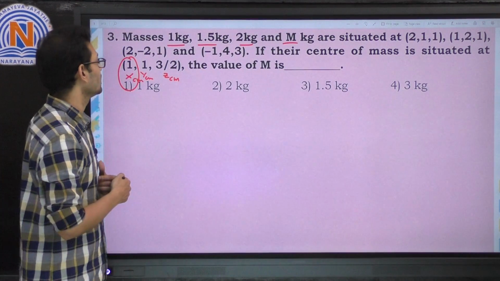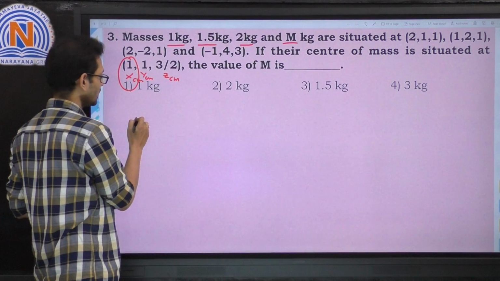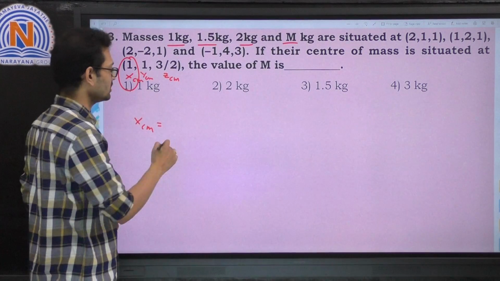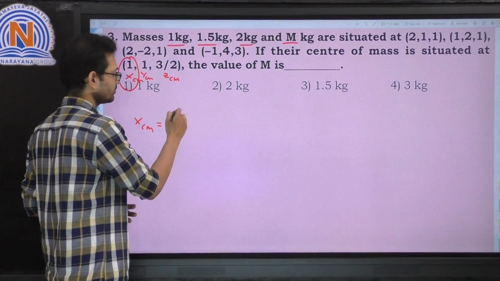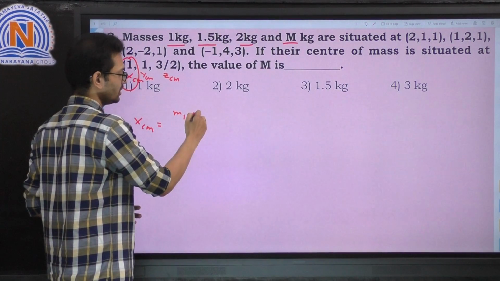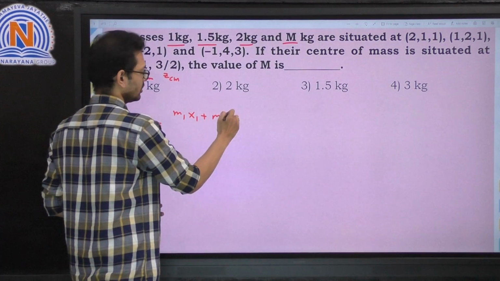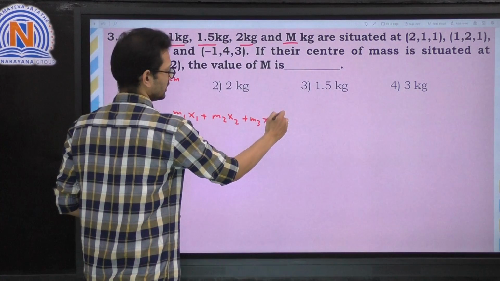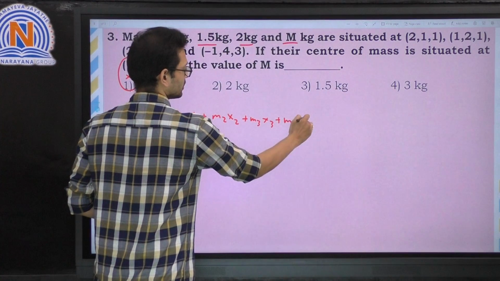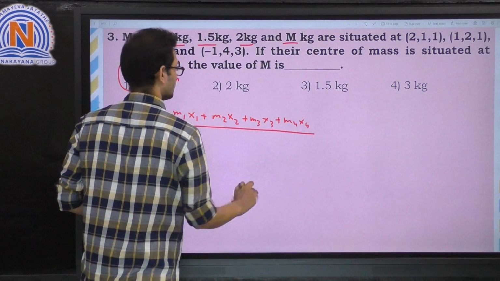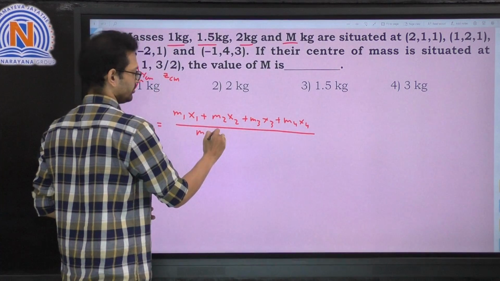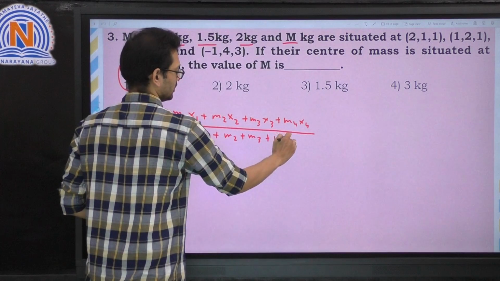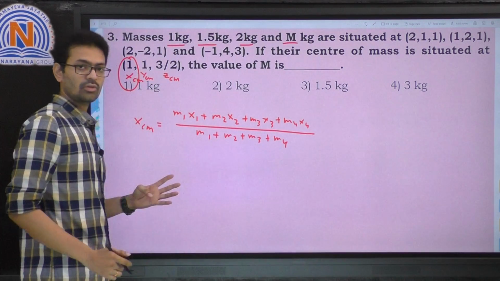Now we know the formula for x center of mass: m1 x1 plus m2 x2 plus m3 x3 plus m4 x4, divided by m1 plus m2 plus m3 plus m4. Now we have 4 masses.